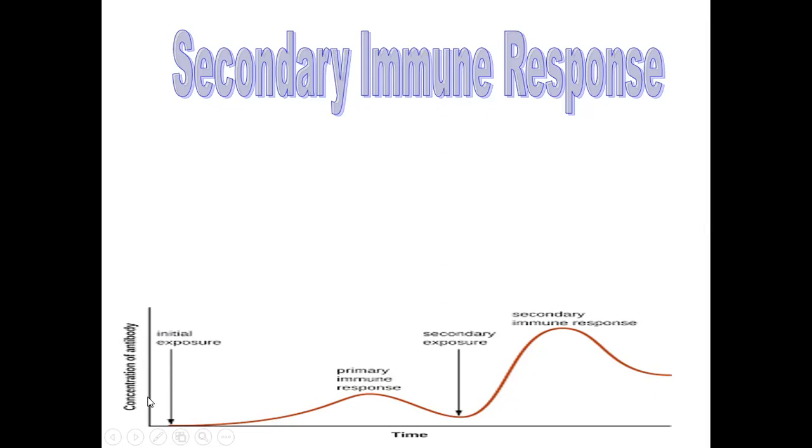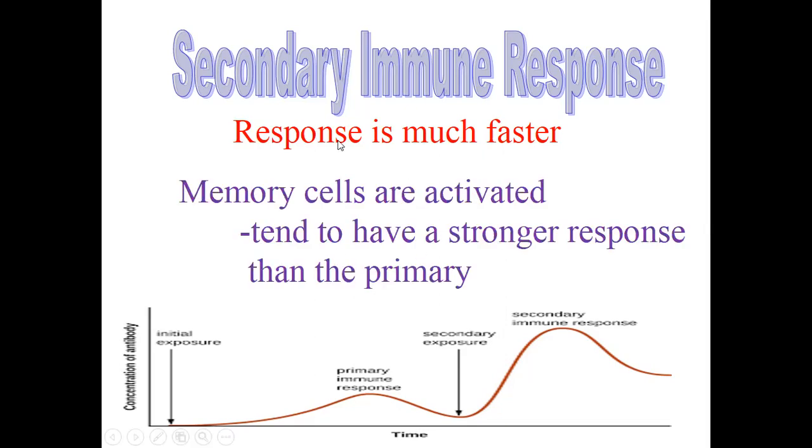In case of specific immunity, look at the concentration of antibody. It starts with null. It increases first in the primary immune response to reach a moderate peak after initial exposure to the antigen. After the second exposure to the antigen, a secondary immune response, the amount of antibody increases in a large amount. The response is much faster. Memory cells are activated. They tend to have a stronger response than the primary.